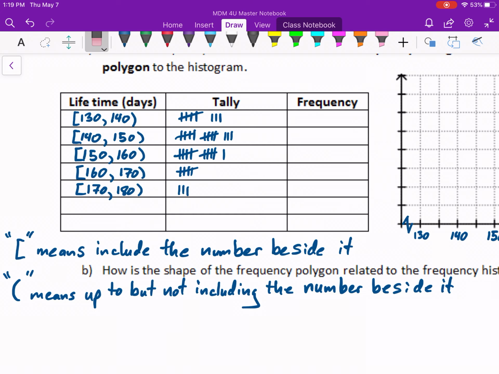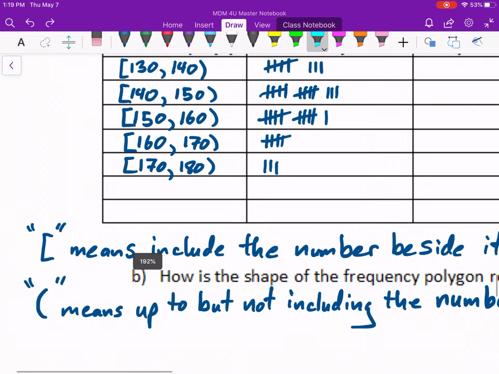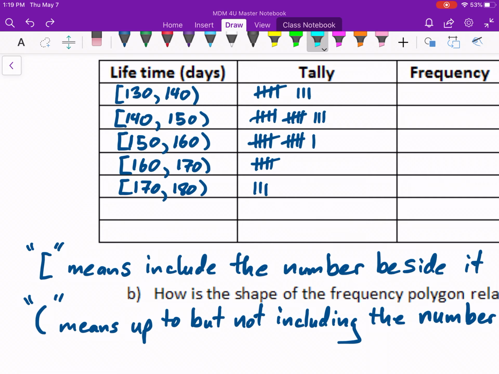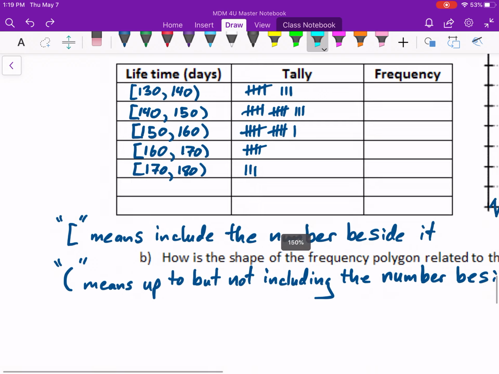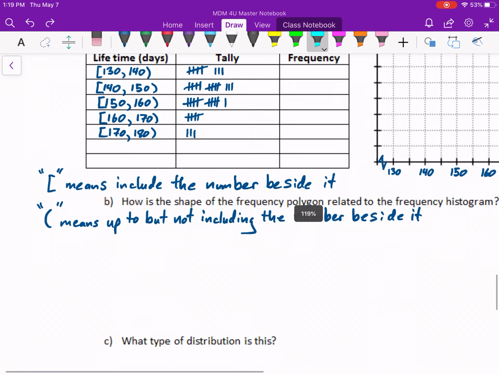So 130 days to 140 days, as I've already done here. And then 140 days to 150, and so on. So I've got 10-day intervals going on. You may notice something funny happening, though, with the brackets. There's a square bracket I put on the left and a round bracket that I put on the right. I've written below already what that stands for.